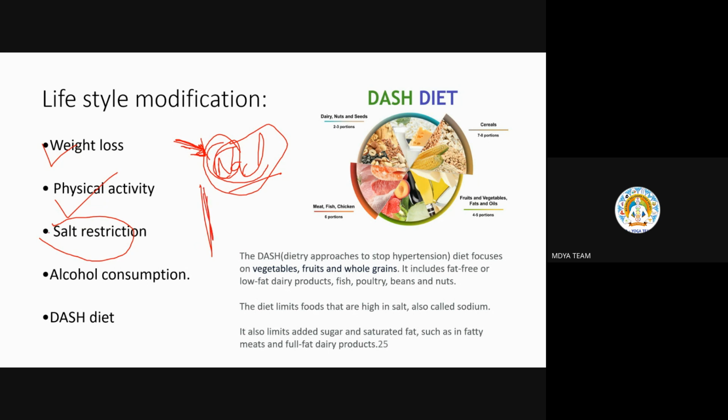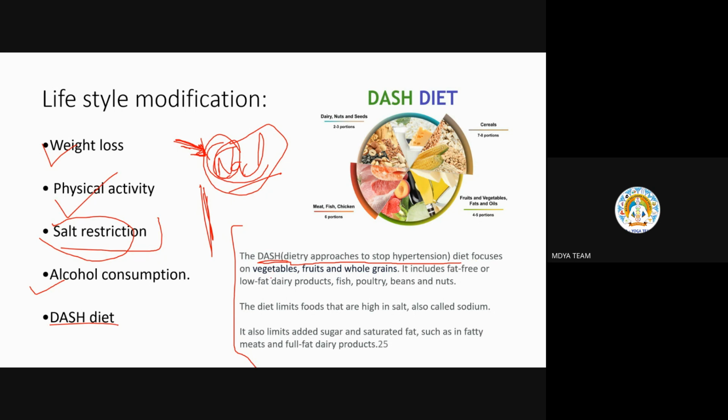So therefore, salt restriction is one of the lifestyle or food modifications for it. Alcohol consumption, DASH diet. What is the DASH diet? I have kept everything here. What is actually the DASH diet? It is nothing but the special name given for hypertension: Dietary Approach to Stop Hypertension. Okay, it is named like this.